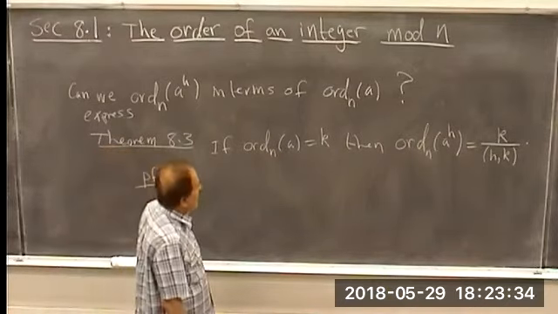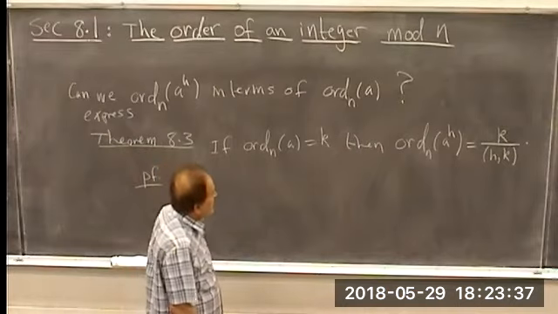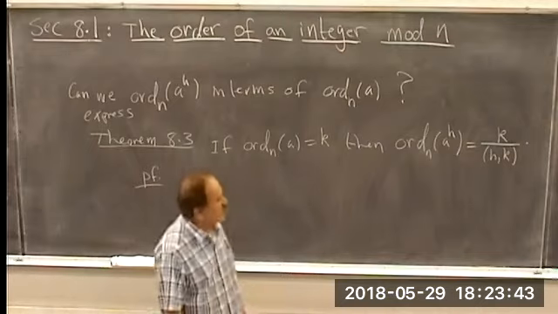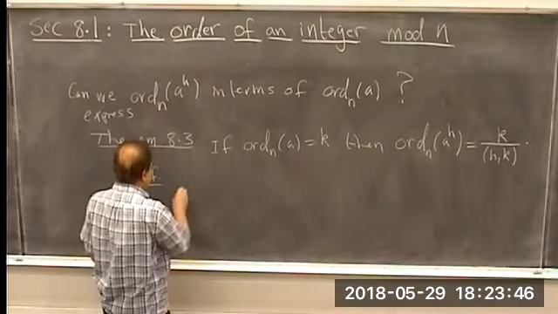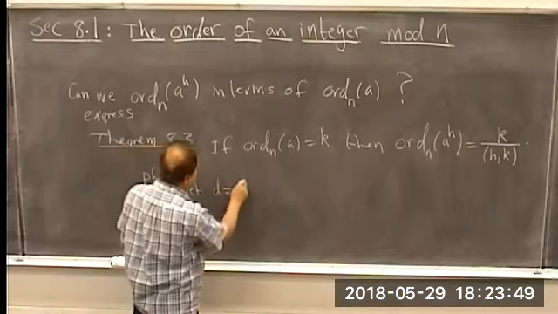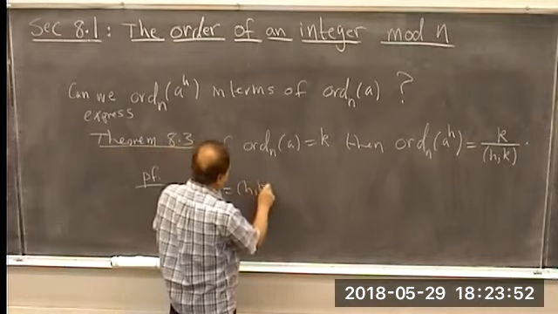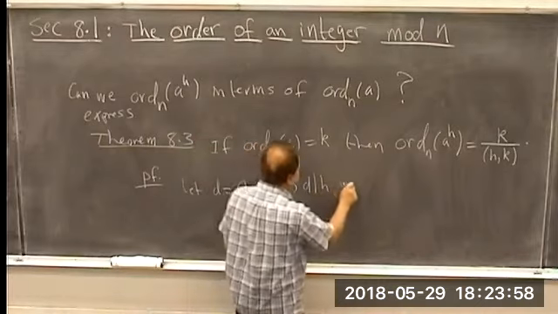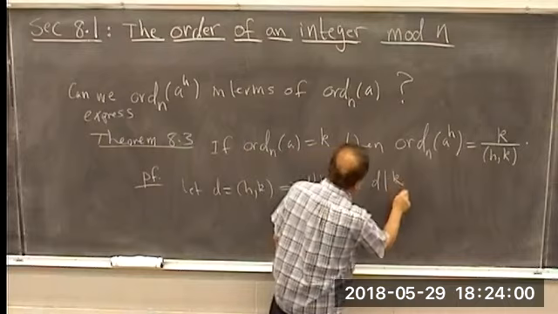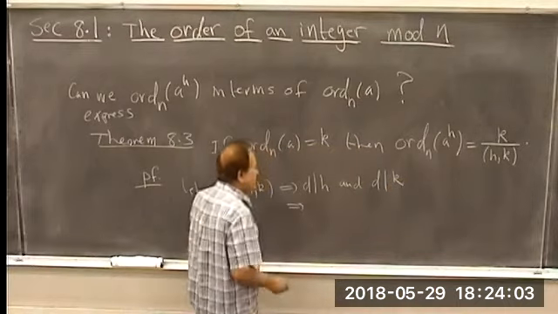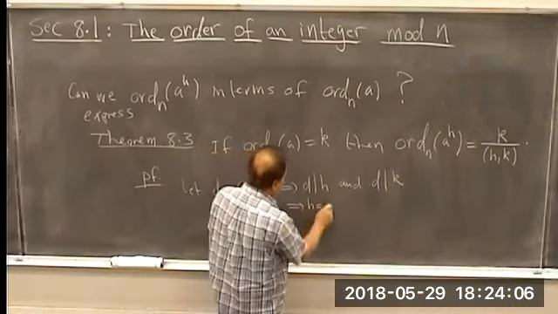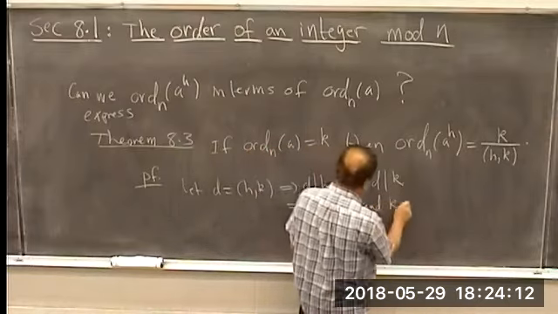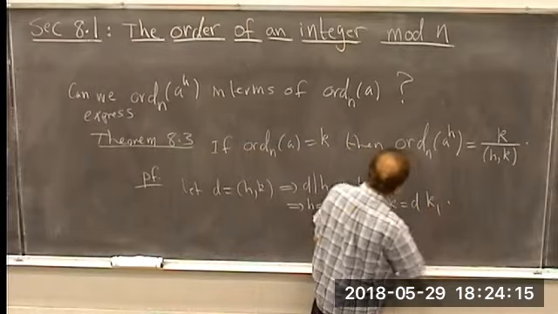First of all, let's assume that the greatest common divisor of H and K is equal to D. So D equals the greatest common divisor of H and K, and this implies that D divides H and D divides K. D divides H means that H is equal to D H1, and K is equal to D K1.